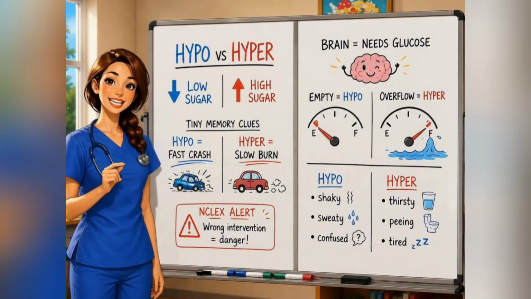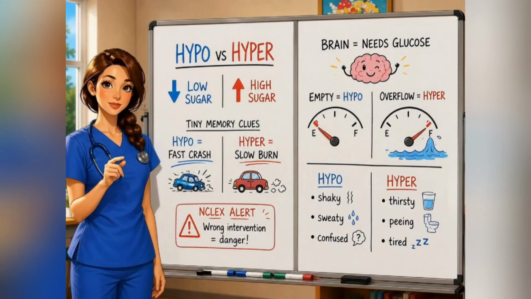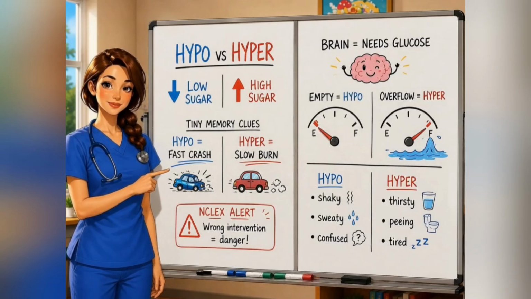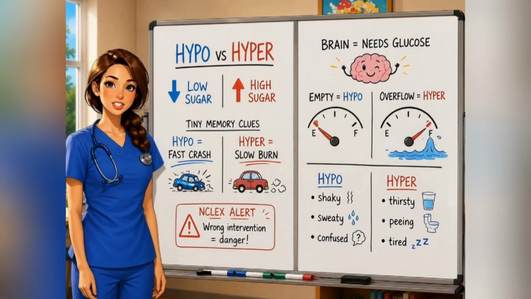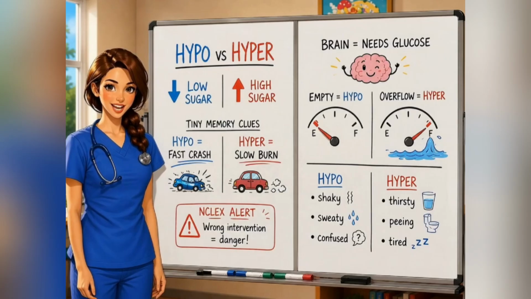And here is the mistake nursing students make all the time. They mix up the symptoms. They confuse the timing. Or worse, they give the wrong intervention first. On a test, that costs you a question. In real life, it can cost someone their life.